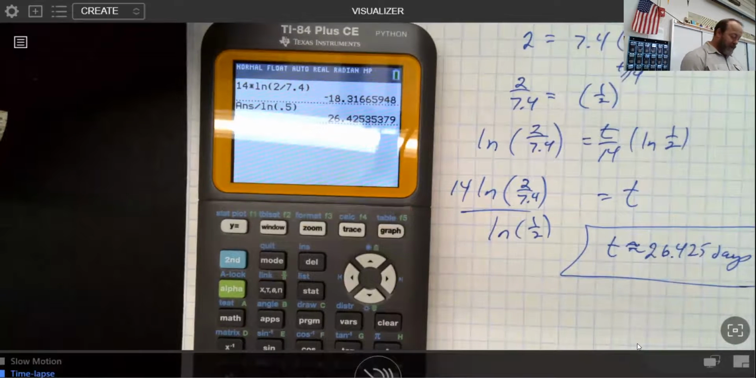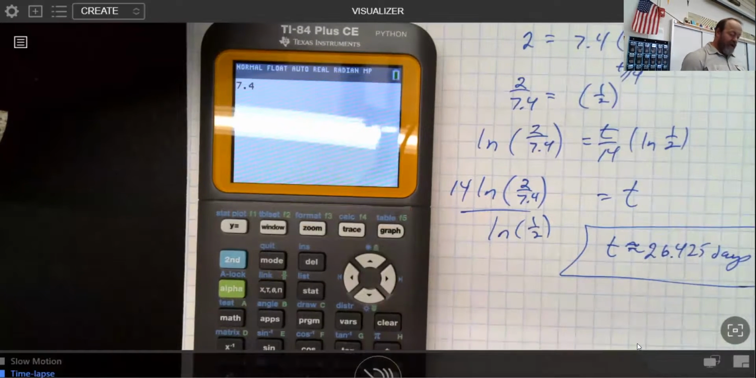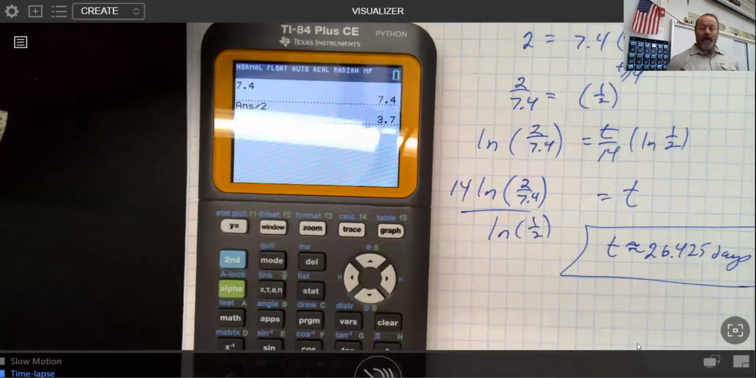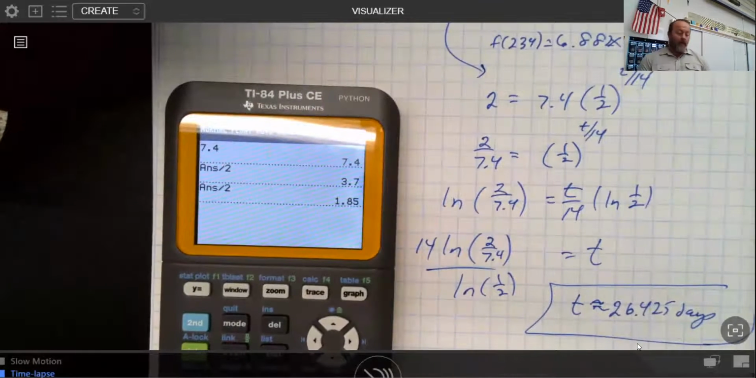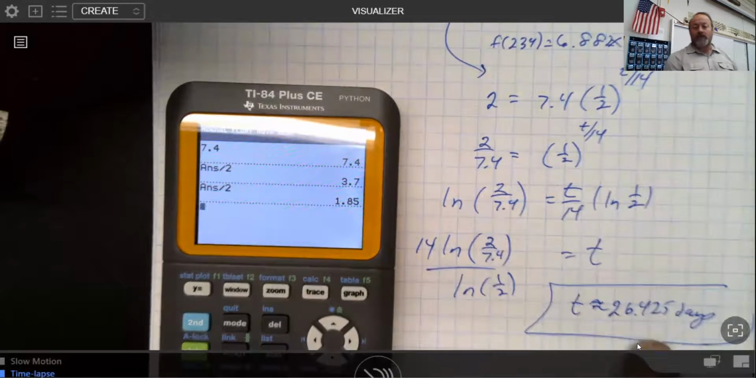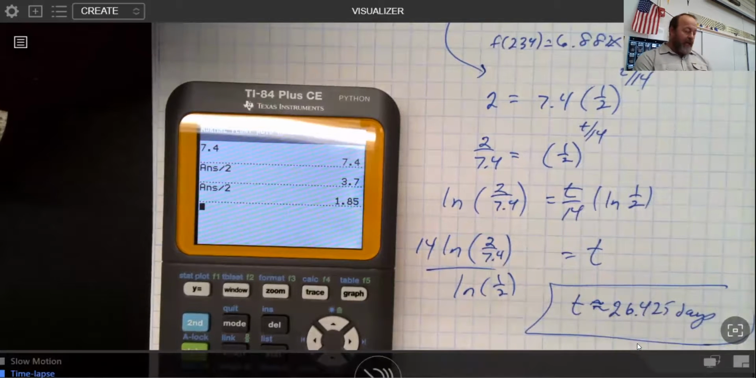And so let's see what happens. 7.4, if we cut it in half once, and we cut it in half twice, see how it's 1.85? By the end of the 28th day, it'd be 1.85. That was a little bit too much, so that makes sense that it was a little bit less.